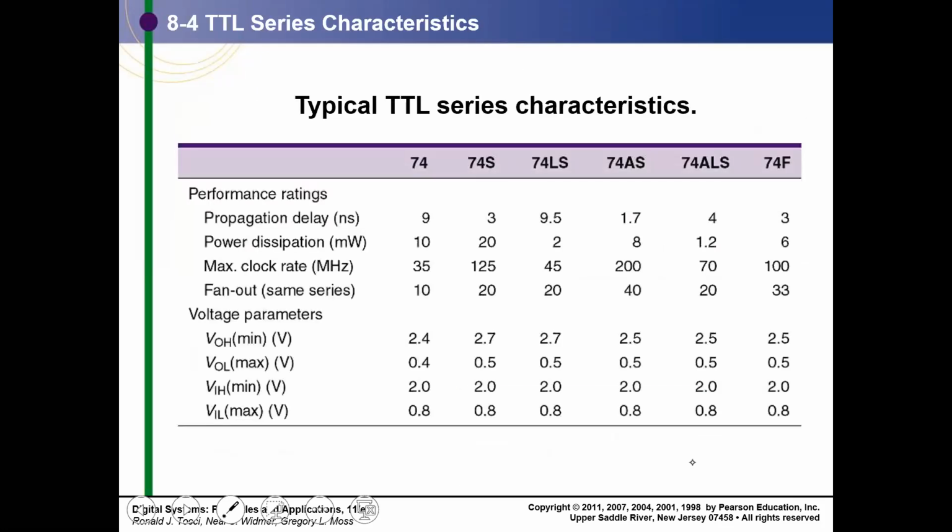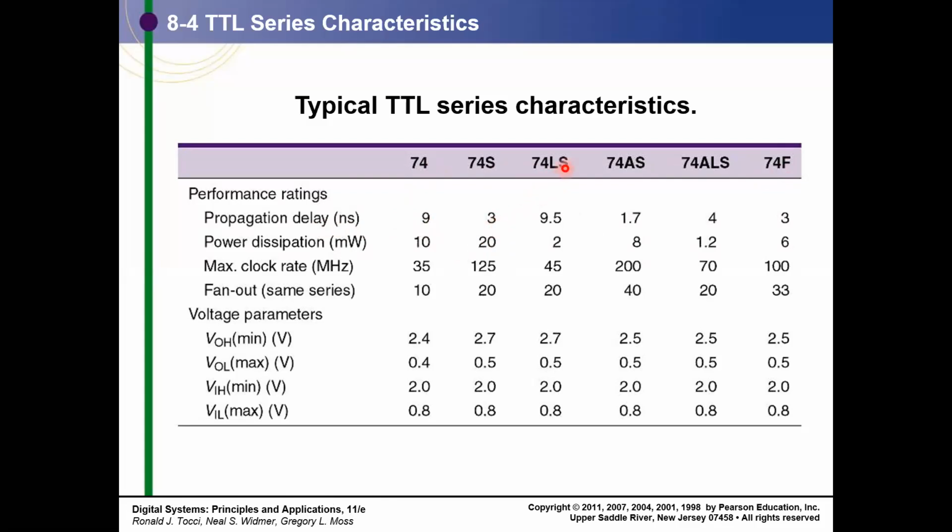You can see these are the typical characteristics for the various families, 7.4 series, 7.4S, 7.4LS, up to 7.4F. You will see the propagation delay. For 7.4 it is typically 9 nanosecond. For Schottky, it came down to 3 nanosecond.